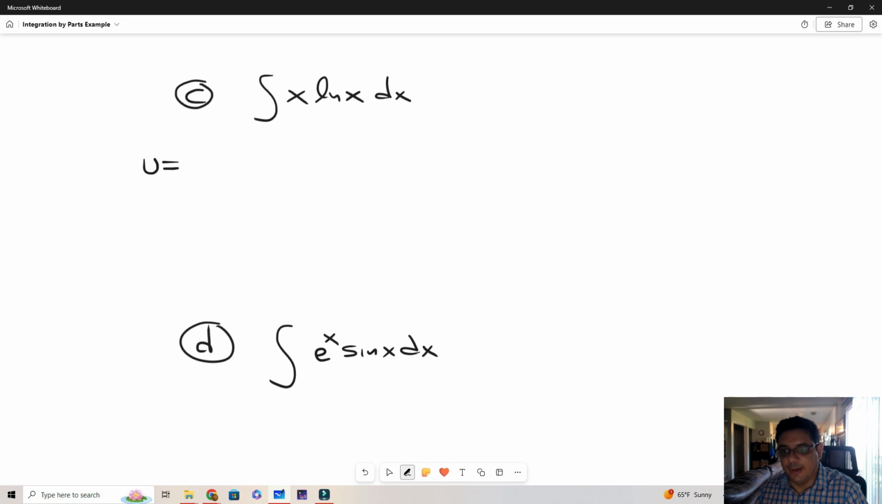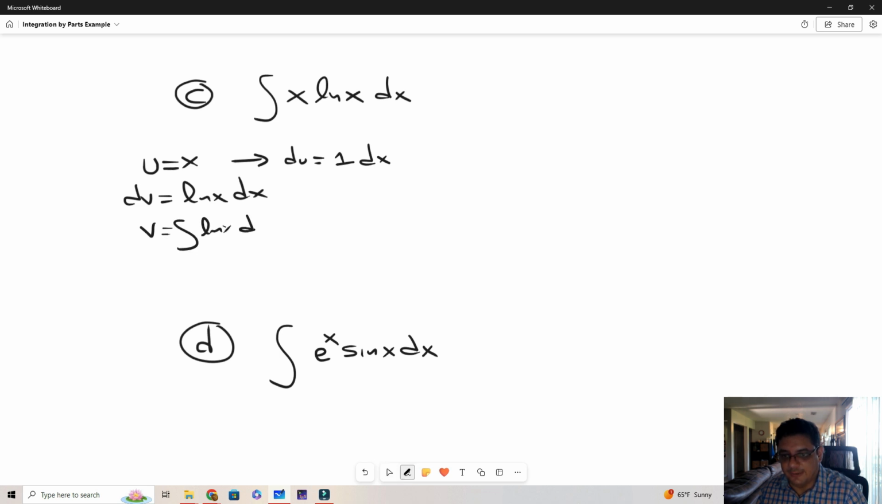I always want to reduce power, so if I get this type of power, u equals x, and then dv is going to be log of x dx. Normally in another situation that would be bad, having the log of x dx here, but here that's not going to be the case. So du is 1 dx, and v is the integral of log of x dx. But we just saw what the integral of that was, which is x log of x minus x.